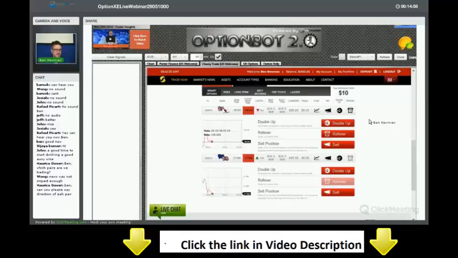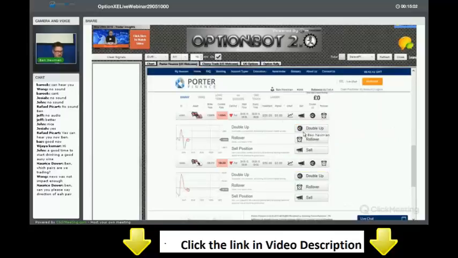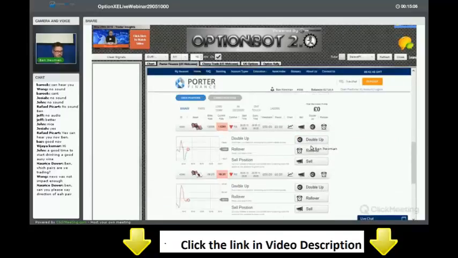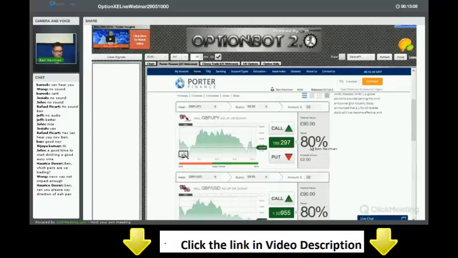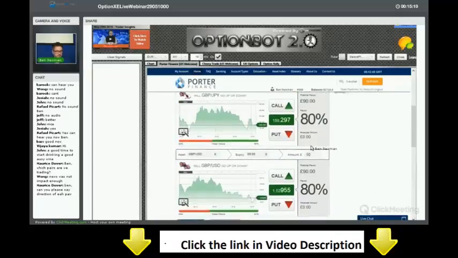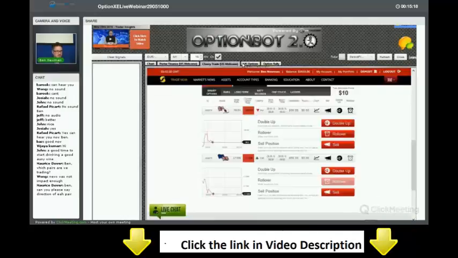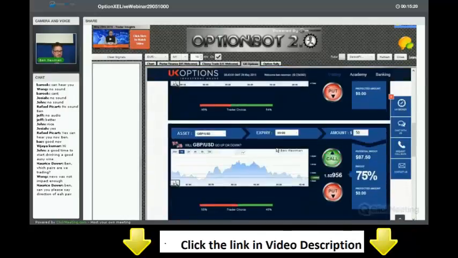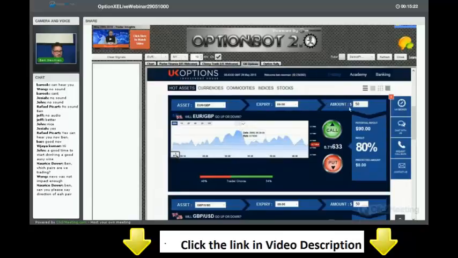The GBP JPY, which we need the pound to weaken a bit more, but the pound looks like it's strengthening against the Euro. So GBP JPY there, and they're just sitting around a level point now, which shows that the pound is weak, and I think it will continue to weaken. So I'm going to place this final trade on the Euro GBP.